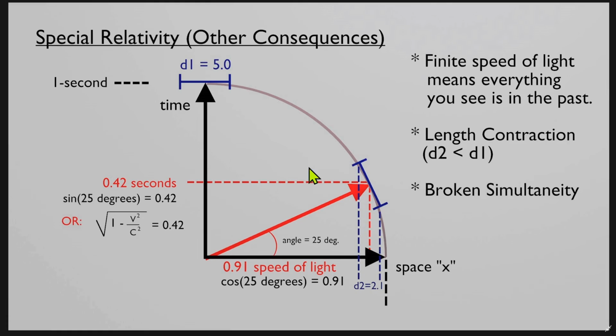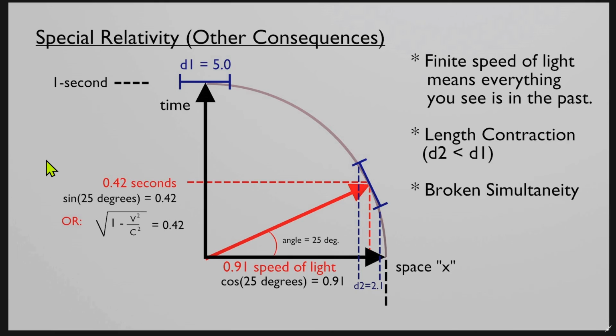One end of the ship projects on your time axis here, and the other end projects here, because my ship is rotated in space-time. The ship has rotated in space-time. So now, when I say the events of the bulbs going off are simultaneous, you say, no, they're not. You see one bulb go off before the other one does. Very interesting effect. And I'm not going to go into a lot more detail. I just wanted to show some other consequences of special relativity.